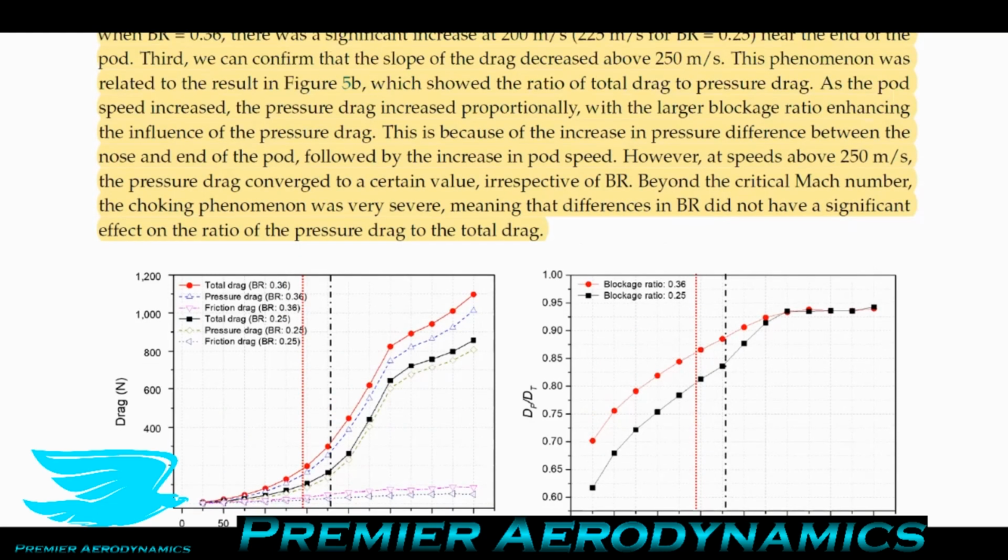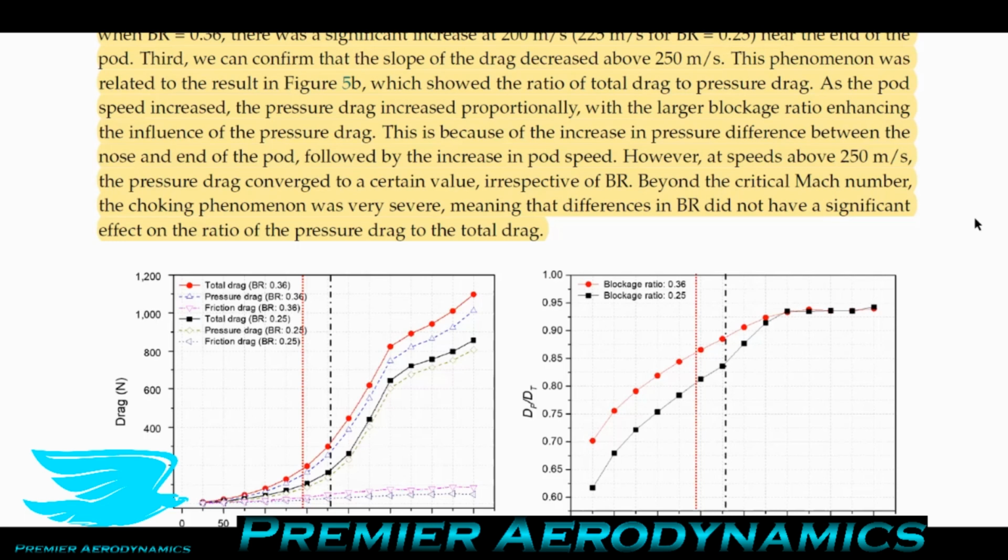So as the pod speed increased, the pressure drag increased proportionally with a larger blockage ratio enhancing the influence of the pressure drag. The reason is that if you have a bigger pod taking up more of the area in the tube, the flow has to travel faster around the pod just to get past. The continuity equation means that if you keep the density the same and drop the area, the velocity has to increase, because the density times the area times the velocity at one location has to equal the density times the area times the velocity at another location. So there's a relationship there. And because we have a higher blockage ratio, the area available for the air to go through drops, so the velocity has to increase.